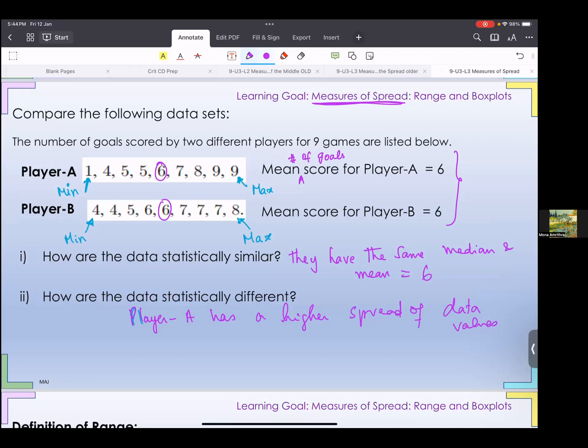Okay, player A, on the other hand, has some very good days and some very not so good days, right? So that might be an interpretation about both the players. You can always draw inferences, and some of these inferences are just based on a few data points. Okay, to make solid inferences, you need more data points. Okay, let's move on.